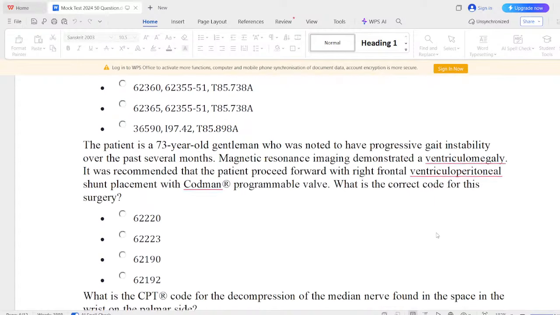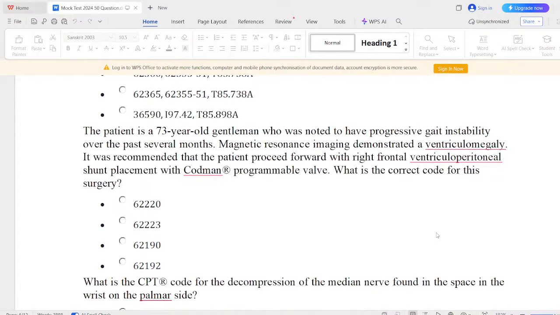Let me take another question. The patient is a 73-year-old gentleman who was noted to have a progressive gait instability over the past several months. Magnetic resonance imaging demonstrated ventriculomegaly. It was recommended that the patient proceed forward with right frontal ventriculoperitoneal shunt placement with a Codman programmable valve. So, what is the correct code for this surgery?